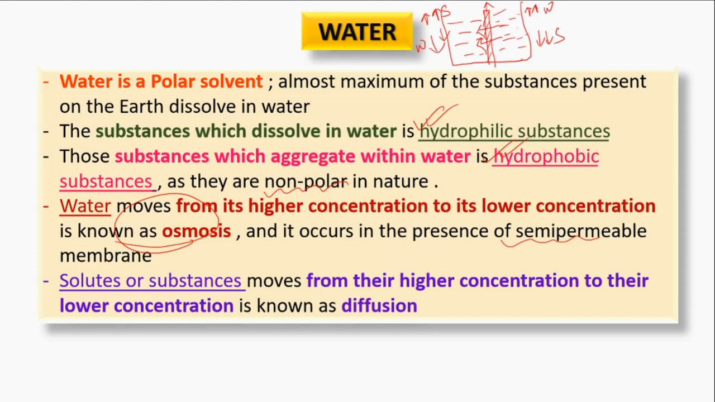But here no semi-permeable membrane is needed, and it also occurs from the solutes' higher concentration to the solutes' lower concentration. That means if we assume a container holding water and we put a drop of eosin, it will take a certain time to spread from its center to the whole container. So it is the diffusion procedure.